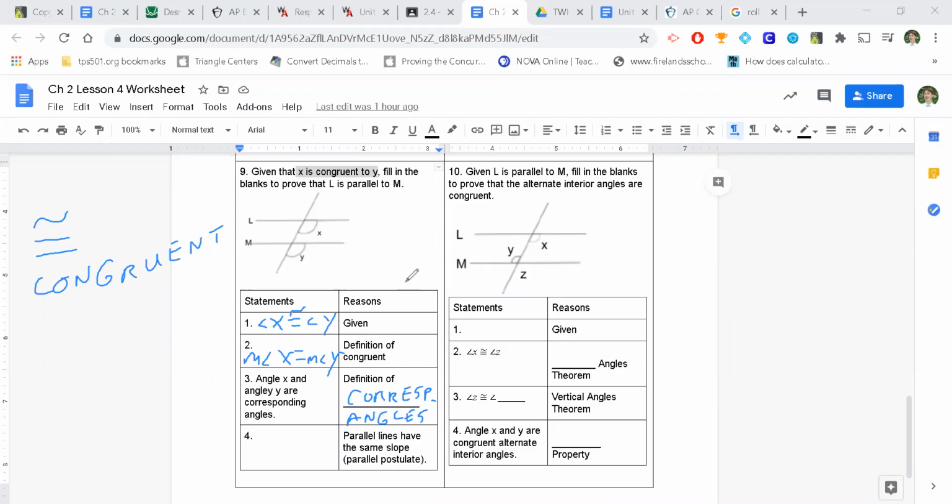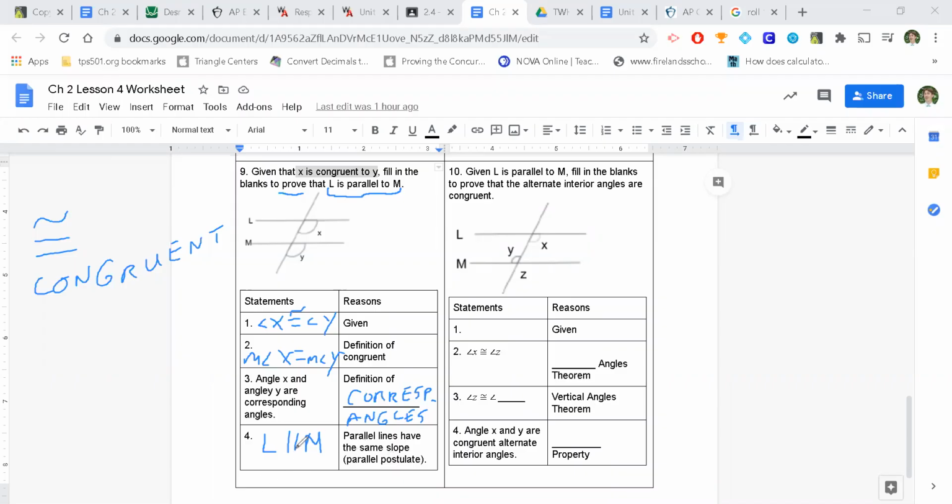I could know nothing about what has happened in the last 10 minutes of Mr. Lake talking, and I could still fill in this last blank. What has to be the last line of every proof? What you are trying to prove. It has to be the last line. That's the goal, is to prove that L is parallel to M. So all of this could be gibberish to me, but I know the last line has to be L is parallel to M, because that's what we were trying to prove.